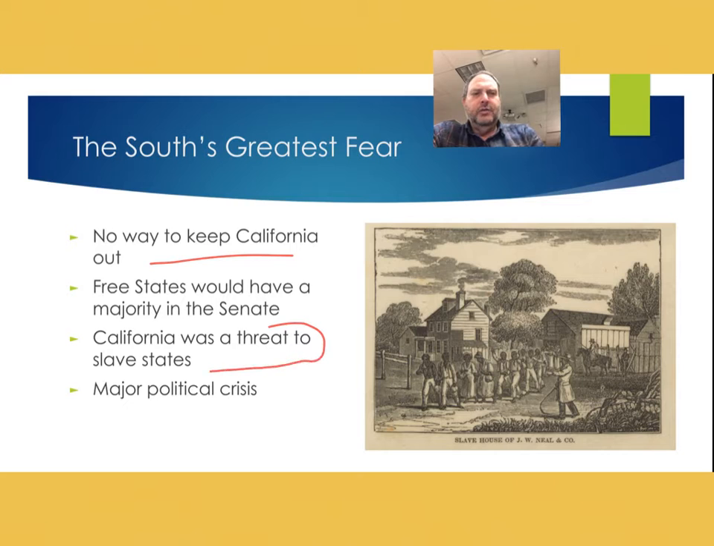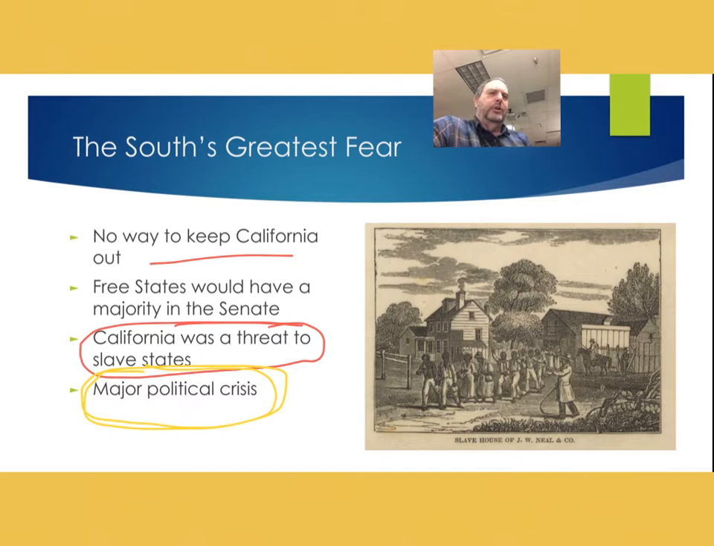And the southern states were really worried about this because this would destroy the balance in the Senate. Since 1820, the numbers between slave and free states had always been equal. And now, with California coming in, there's going to be more free states than slave states. This is going to lead to a major political crisis. If they had not solved that political crisis, it potentially could have led to war. So let's see what that political crisis was all about.